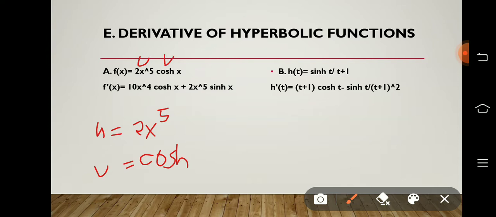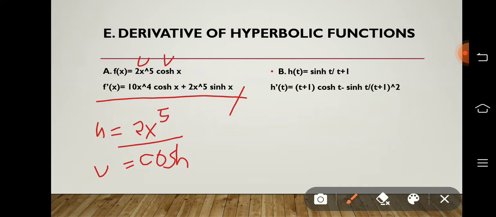To identify it, since multiplication always has a partner which is addition, f prime of x equals 10x raised to the fourth power, which is the derivative of 2x raised to the fifth power, then the cosine x, which is the v, just copy, then add 2x raised to the fifth power, which is the u, then the derivative of cosine hyperbolic x, which is sine hyperbolic x. So this is the final answer.